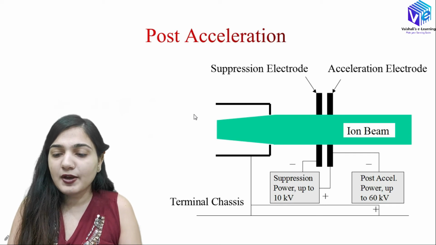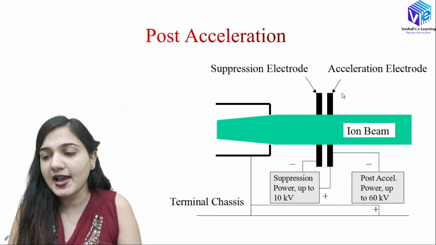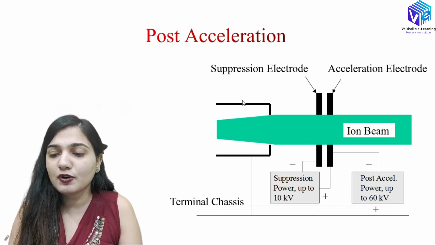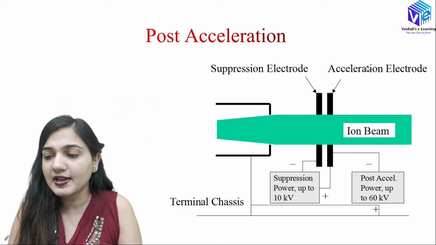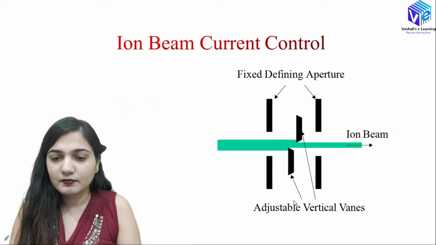So now coming to the post acceleration, again we have a suppression electrode and we have the acceleration electrode. Here we have the reverse. The suppression electrode is present first, then we have the acceleration electrode. You can see we have the acceleration electrode with the higher power, and the suppression electrode power is less.